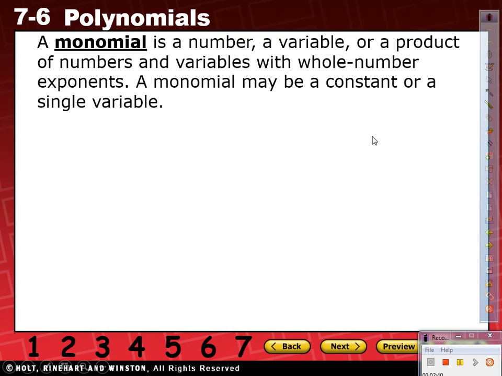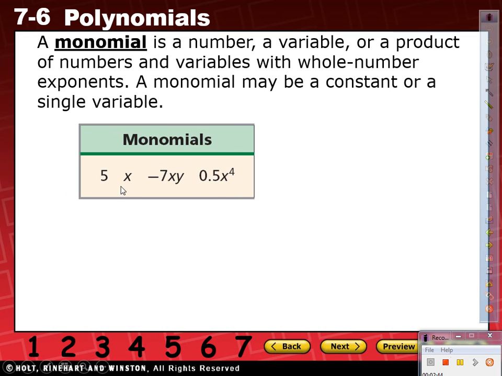Pay attention, please. Look at this. It says a monomial is a number. Here's a 5. Yes, that's a monomial. A variable. Do we have a variable here? Yes. A product of numbers and variables. Do we have multiplication here with numbers and variables? Yes. And also that includes whole number exponents. Here are numbers and variables multiplying, and then it has an exponent of 4. Is that a whole number? Yes.